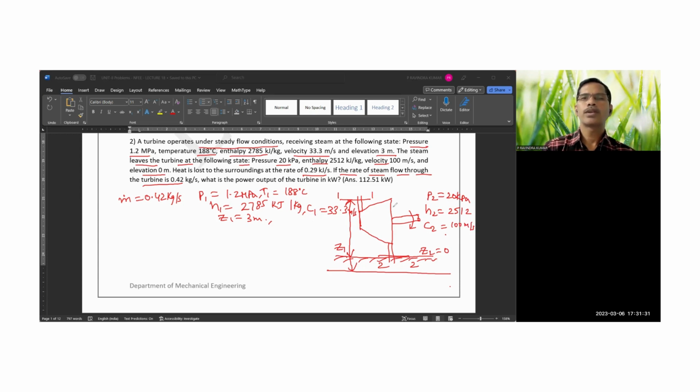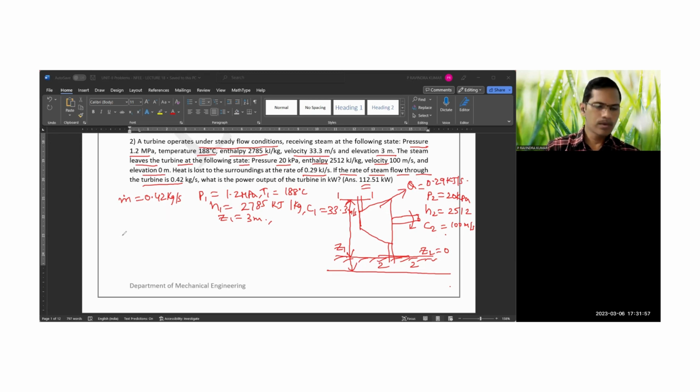Now the heat lost to the surroundings, this is the heat loss, equal to 0.29. When the heat is leaving the system, it has a negative sign. The direction is shown already, and the power output of the turbine is in kilowatts. So that is the answer you have to get.